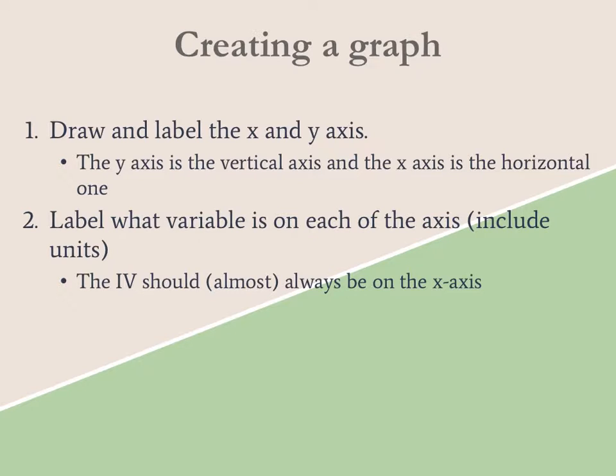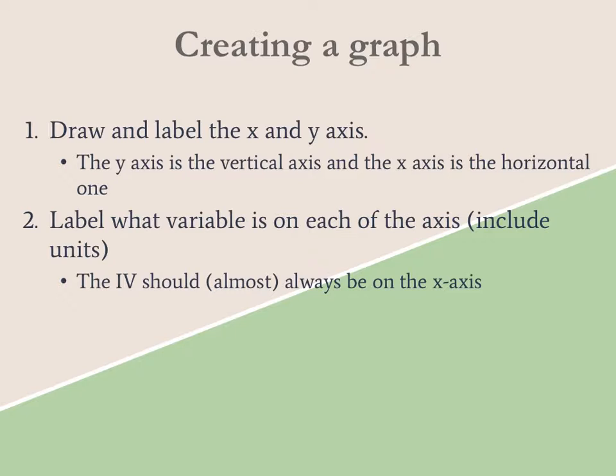Obviously, we're going to want to create our X and Y axes first and make sure that we label them. Labels are critical. They inform the reader of what they're looking at. They let me know, they let you know, they let somebody else looking at your graph know what your variables are. And for the most part, our independent variable should be on the x-axis, which means our dependent variable is going to go on the y.